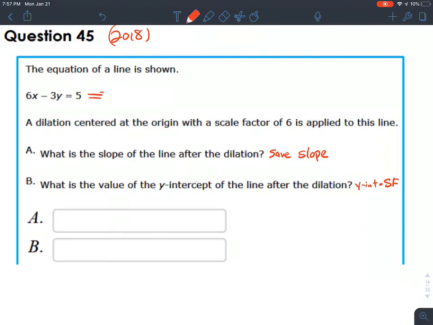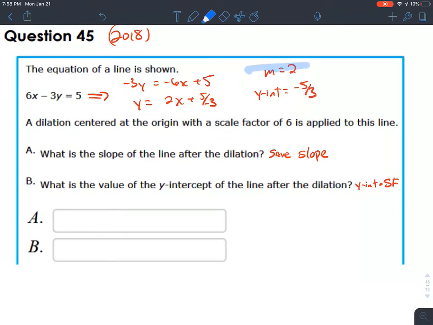If we get this equation in slope-intercept form by subtracting 6x from both sides, we're going to get negative 3y is negative 6x plus 5. Then if we divide each term by negative 3, we're going to get this for our line in slope-intercept form. That makes the slope 2. That makes the y-intercept negative 5/3.